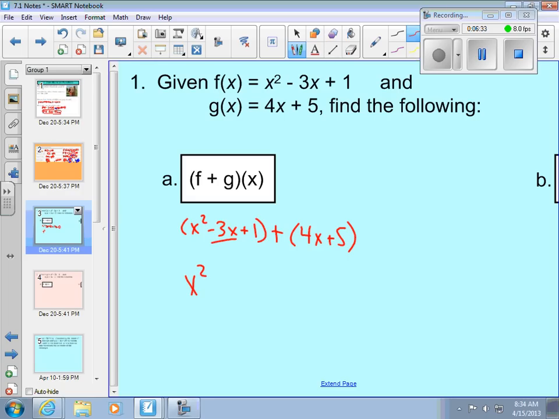We do have some like terms here, negative 3x and 4x. Adding those would be 1x, or just x. And then 1 plus 5 would be 6. And that's the solution.